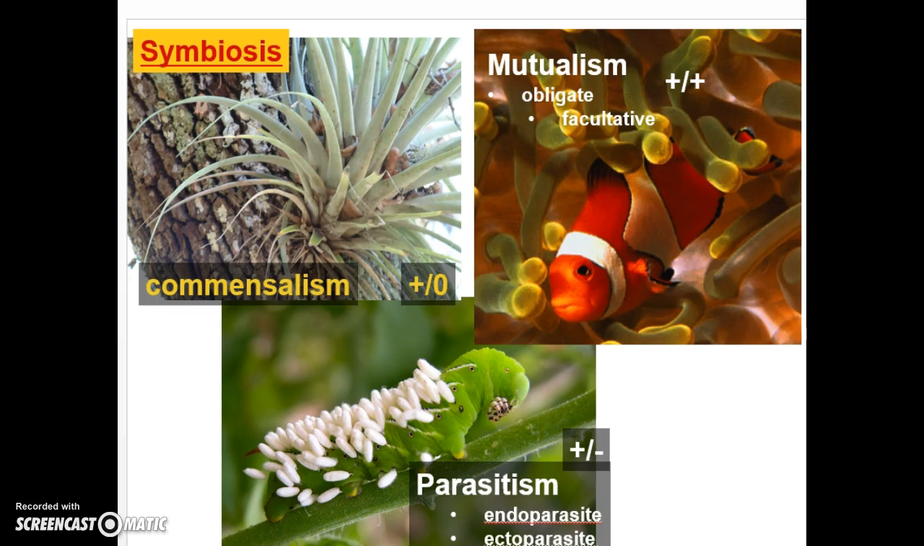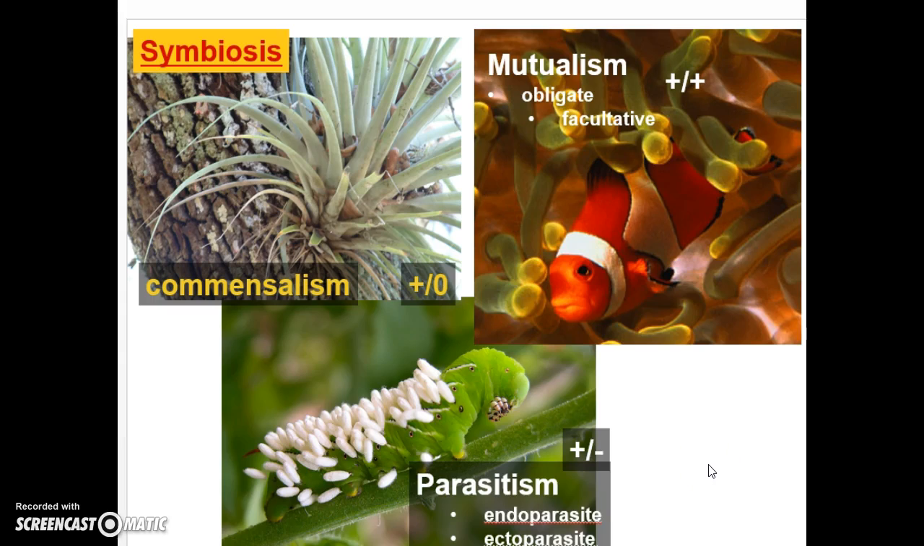Here are some examples again of the different types of symbiotic relationships. The commensalism, where we have this bush here growing out of the tree. Obviously it's getting some benefit here, but in this case it's not hurting the tree, and so it's commensal. The mutualism we have here with the clownfish and the sea anemone, and in this case both are benefiting.